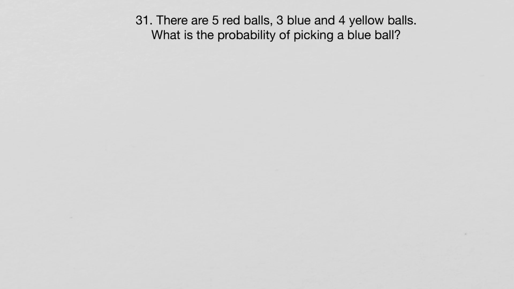Question 31. This question is also straightforward. There are 5 red balls, 3 blue balls, and 4 yellow balls. What is the probability of picking a blue ball? The probability of picking a blue ball will be the number of blue balls divided by the total number of balls. The total number of balls is 5 plus 3 plus 4, which is 12. Since there are 3 blue balls, we have 3 over 12. Simplify it to get 1 over 4.